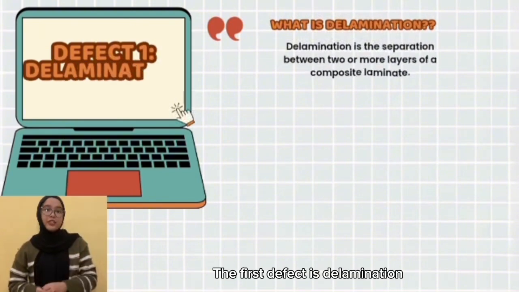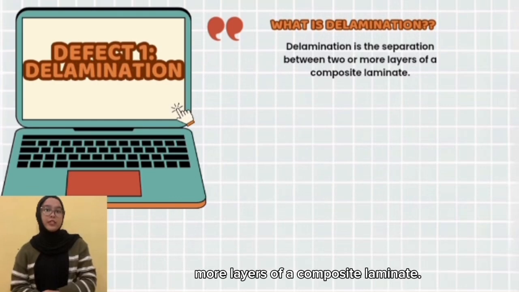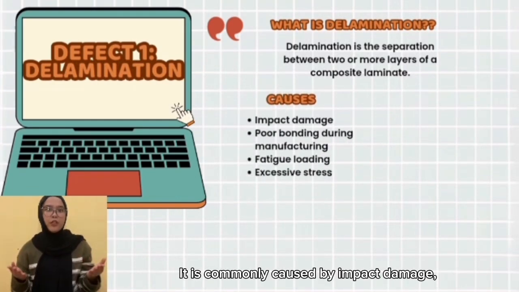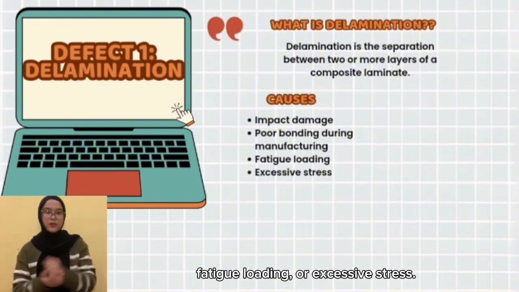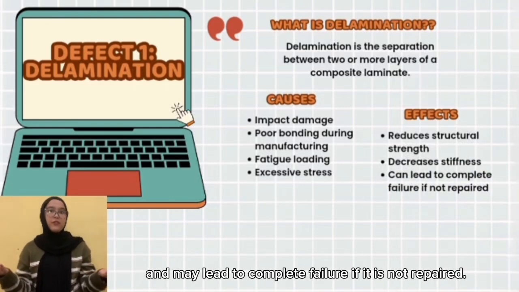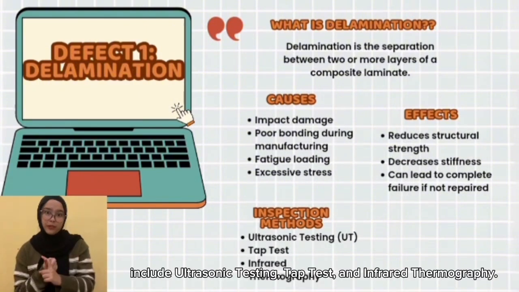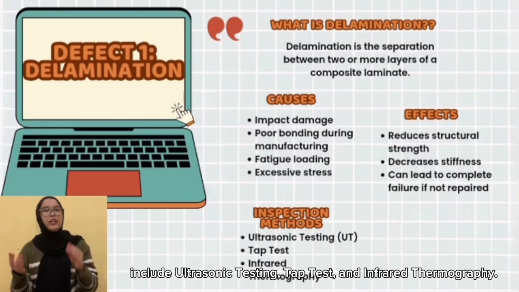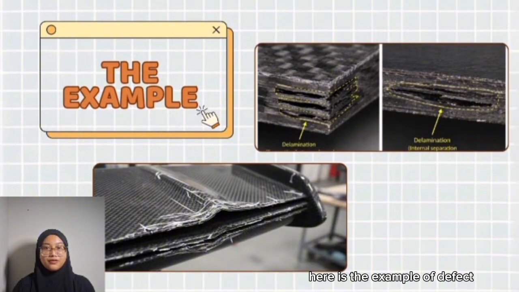The first defect is delamination. Delamination is the separation between 2 or more layers of the composite laminate. It is commonly caused by impact damage, poor bonding during manufacturing, fatigue loading, or excessive stress. Delamination reduces the strength and stiffness of the laminate and may lead to complete failure if it is not repaired. Common inspection methods include ultrasonic testing, tape testing, and infrared thermography. Here is the example of defect.